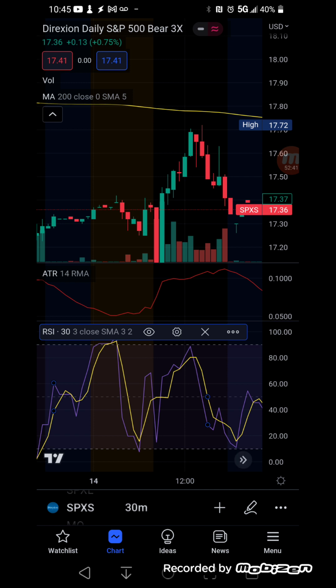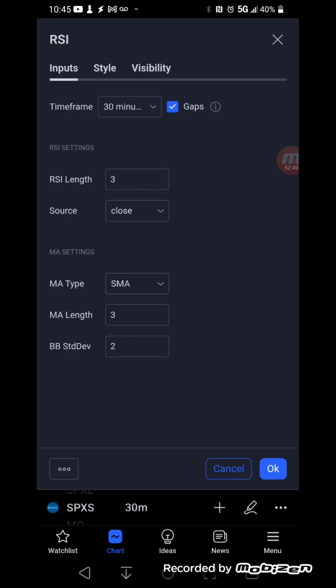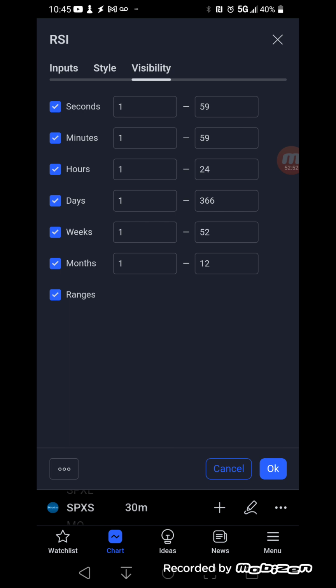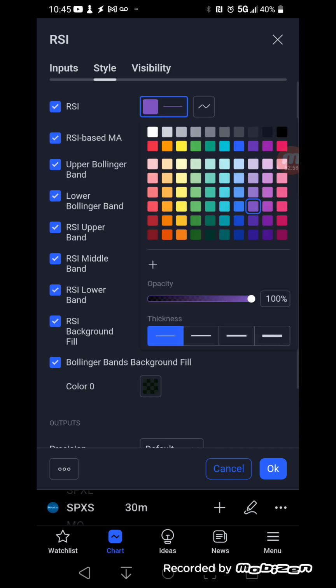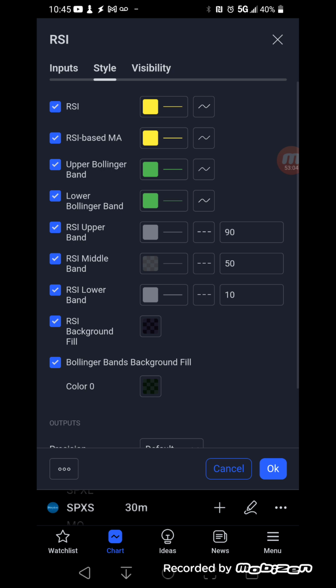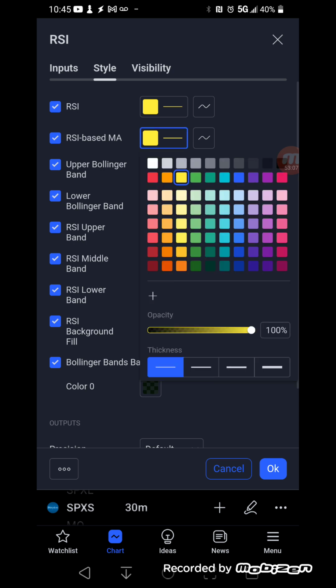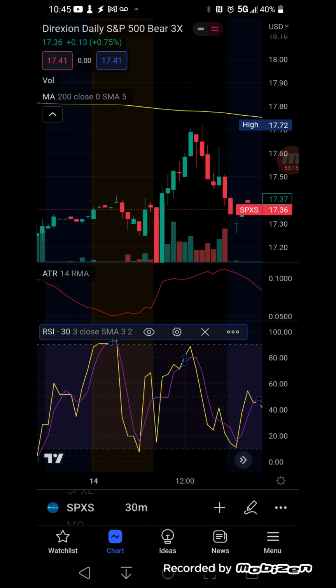Okay. I can change the colors. I think I want to put purple where the yellow is, and yellow where the purple is. Let's go to settings, click on the gear, visibility, no, style. RSI is purple, let's make that yellow. Where's yellow? Down here, up here. And this one, purple. But it's okay. Right. So now the RSI is yellow here. Great. Oh, save as default.